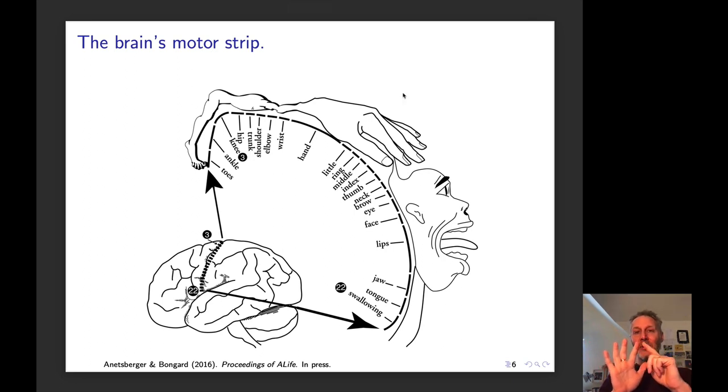I'm sorry, I misspoke. We're talking about the motor strip, motor meaning muscles. If I put you in a brain scanner and I asked you to twitch your thumb, this part of your motor strip would light up. If I asked you to twitch your index finger, a place right next door in your motor strip would light up. So it turns out that along the motor strip are all of your body parts organized in this particular way.